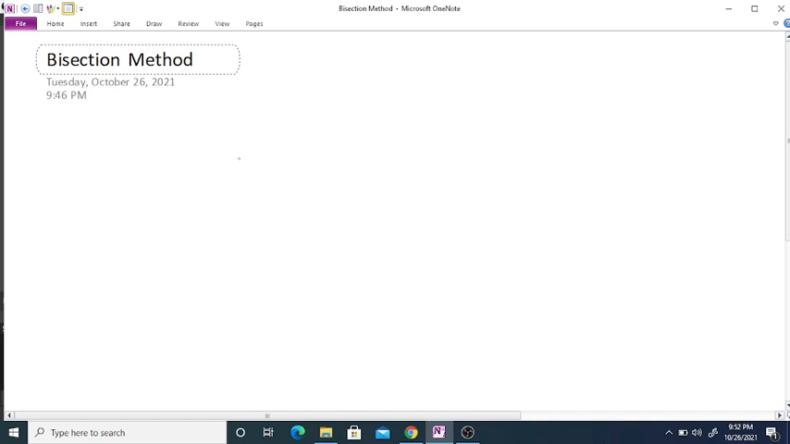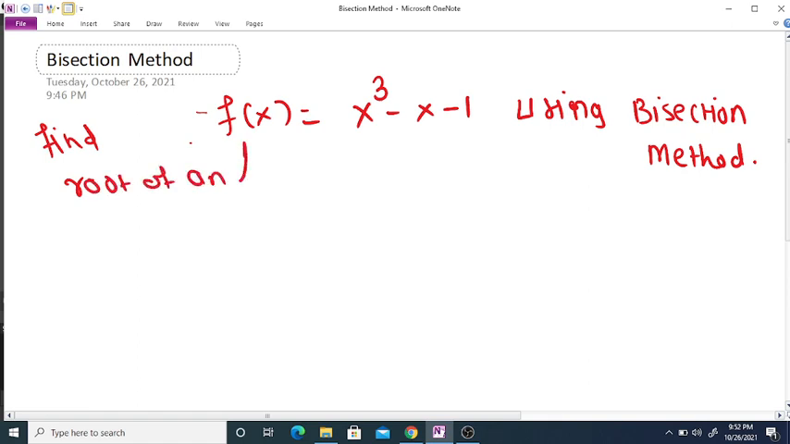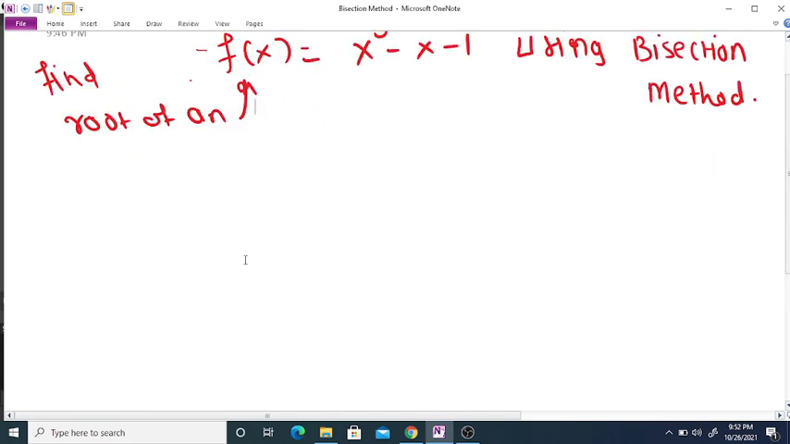Find the root of the equation f of x is equal to x cube minus x minus 1 using the bisection method. So, we want to find the root of the equation f of x is equal to x cube minus x minus 1 using the bisection method. Now, first we want to determine the interval containing the root.